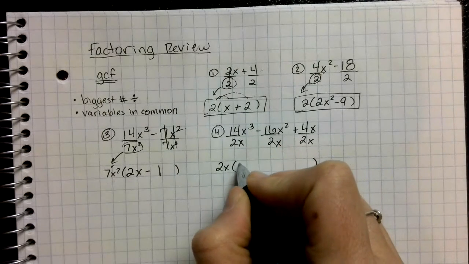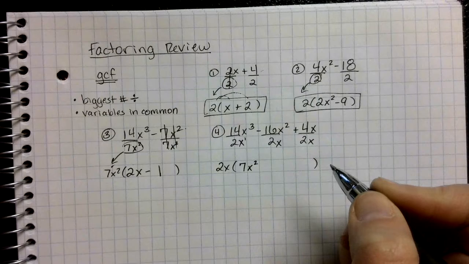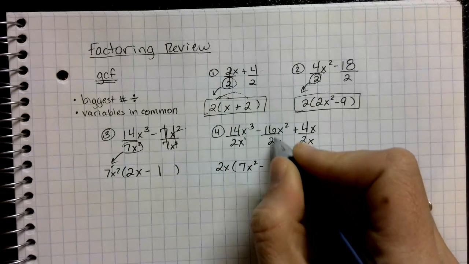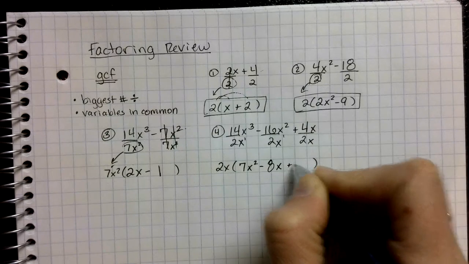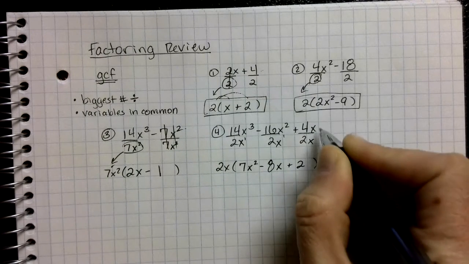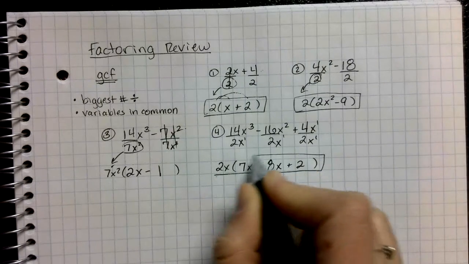So 14 divided by 2 is 7. This is 3 minus 1, which is 2, so I have x squared. 16 divided by 2 is 8. 2 minus 1 is 1, so I have an x. 4 divided by 2 is 2. 1 minus 1 is 0, so I don't have any x's.